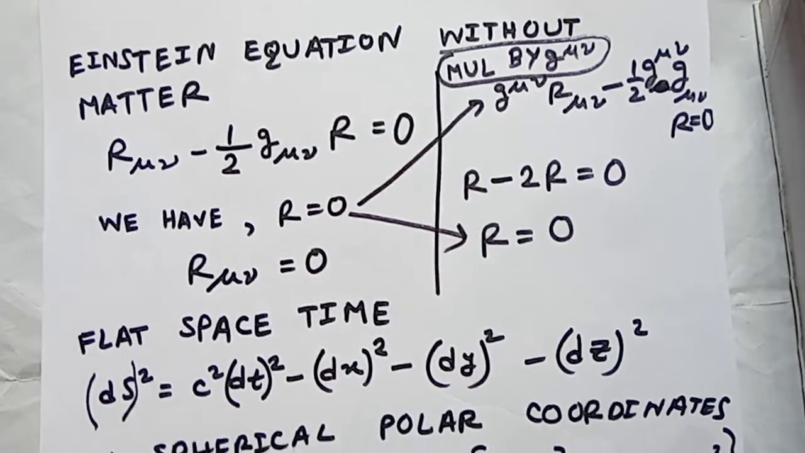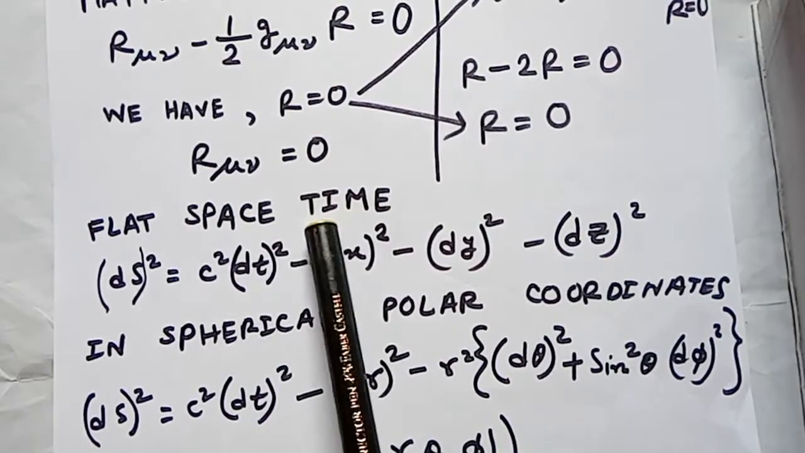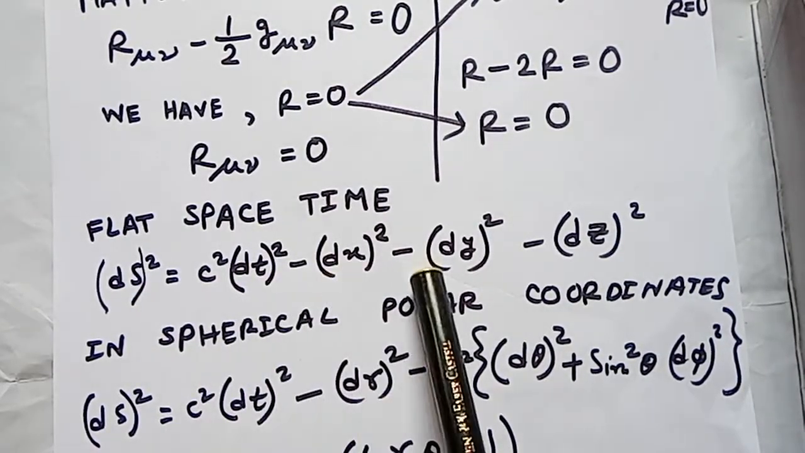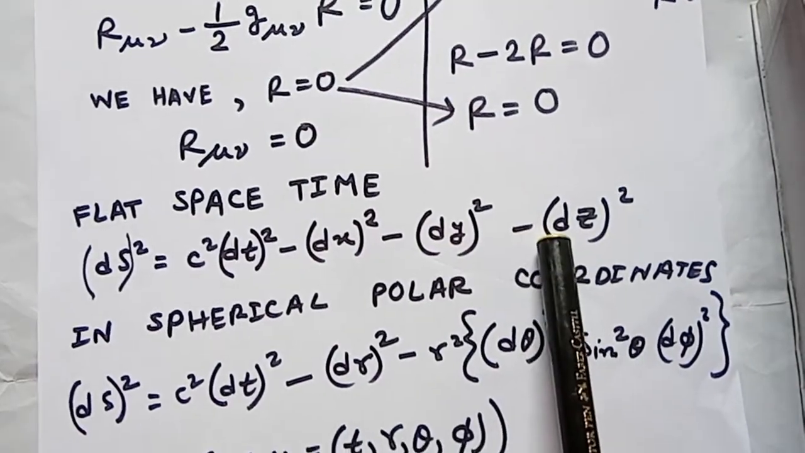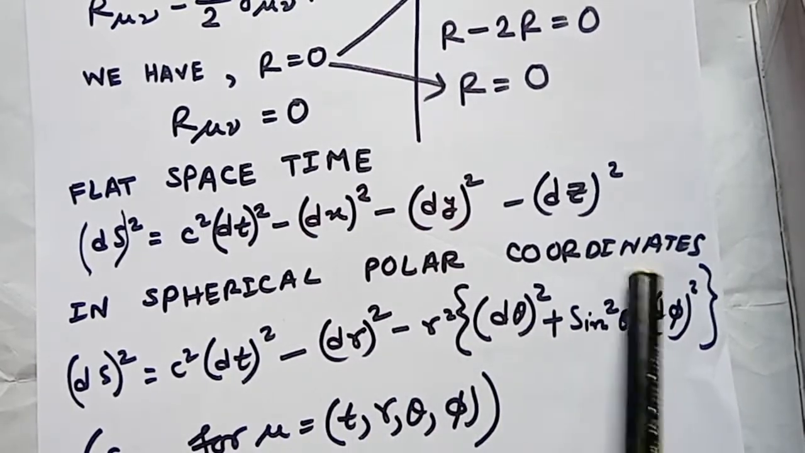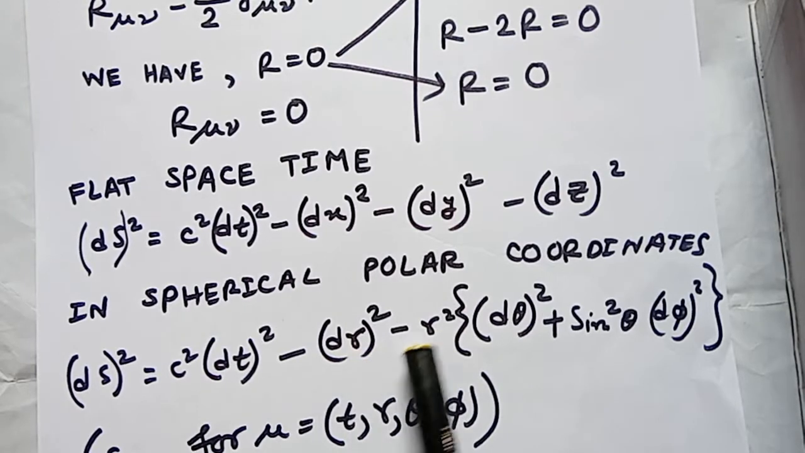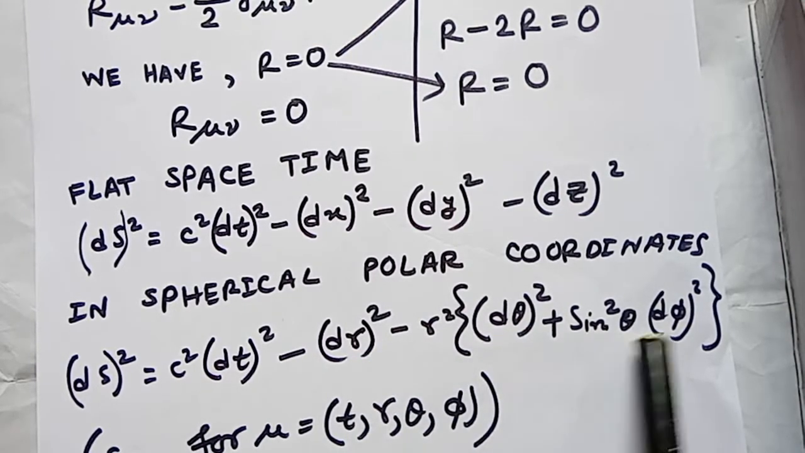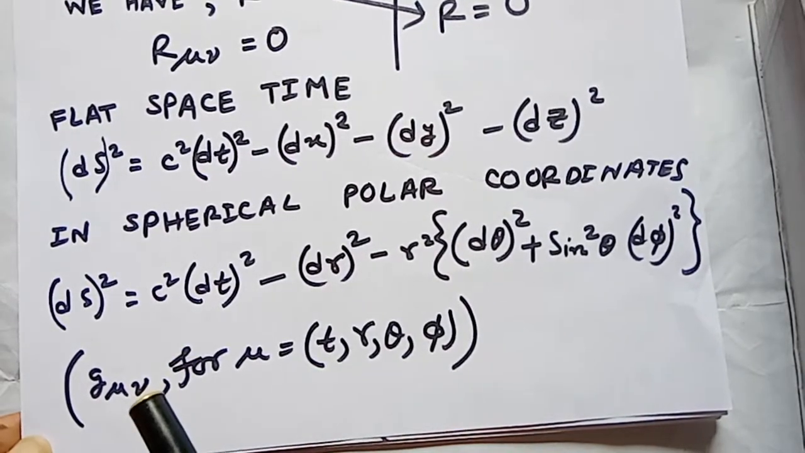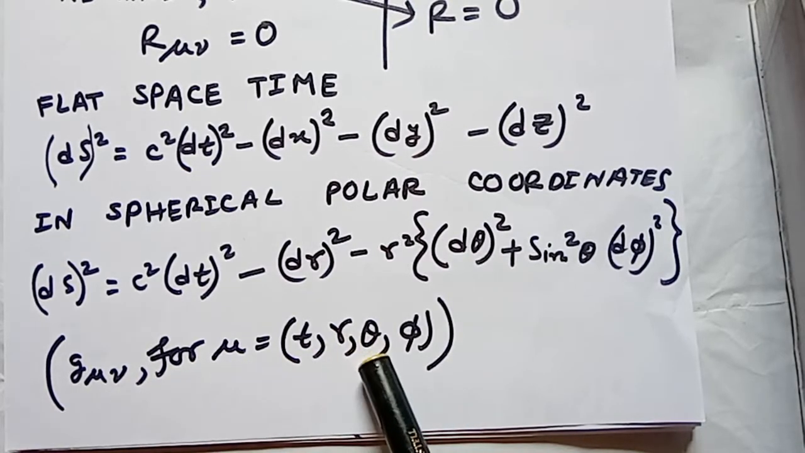Okay. Now for the flat space-time metric, ds square equals c square dt square minus dx square minus dy square minus dz square. It transforms in the spherical polar coordinates, and we have ds square equal to c square dt square minus dr square minus r square (d theta square plus sin square theta d phi square), where in spherical polar coordinates the metric g_mu nu runs over mu equal to t, r, theta, phi.